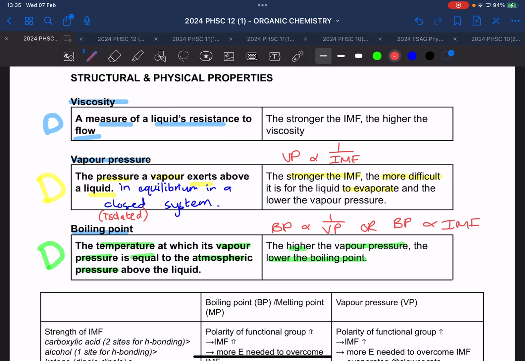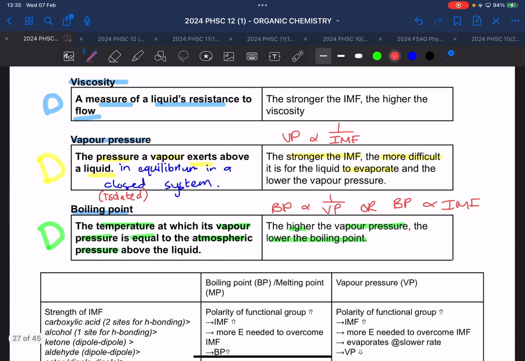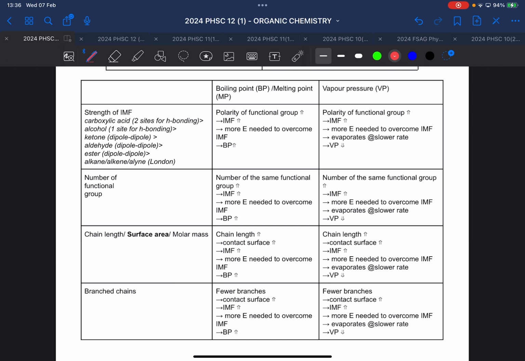Also, this is for yourself. Just do understand it. Alright, so last year we only looked at 2 things: the type of intermolecular forces, London versus dipole, whatever, and molecular mass, how big or how small the molecule is. This year we're going to look at 4 things: the strength of the intermolecular force, the type, the number of functional groups, the surface area, and then the branching.